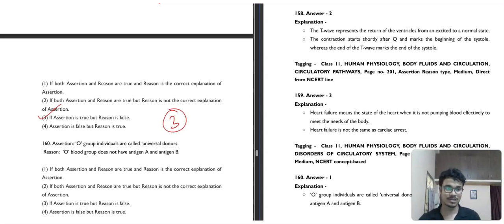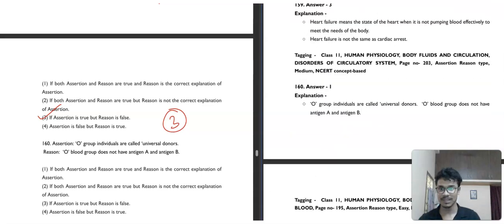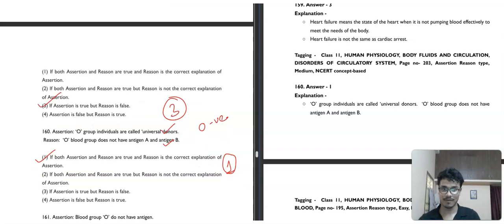Then question number 160. It is saying that O group individuals are called universal donors. Okay, O blood group doesn't have antigen A and B. Yes, it is correct, more specifically O negative. Then, O blood group doesn't have antigen A and B, it is also correct. So there is less chance of rejection. That's why they are called donors. Both are correct. So the first option will be your correct answer for this question. Now moving towards the next question.